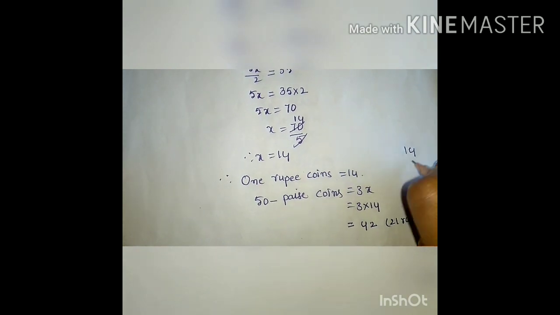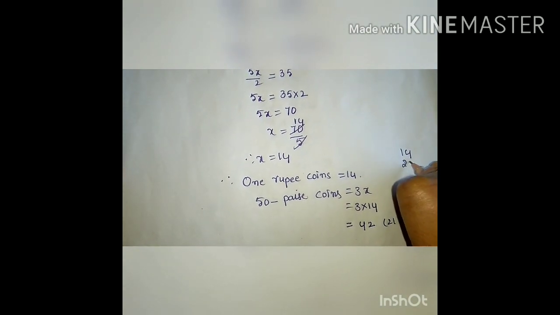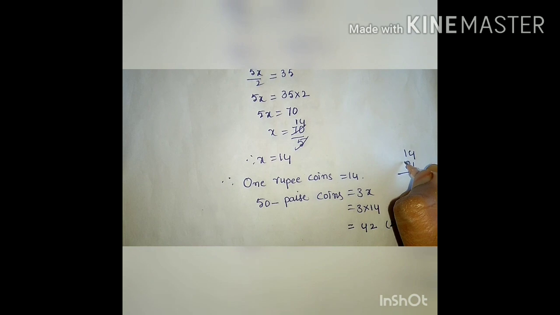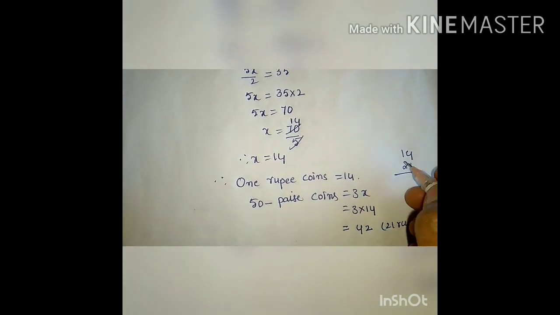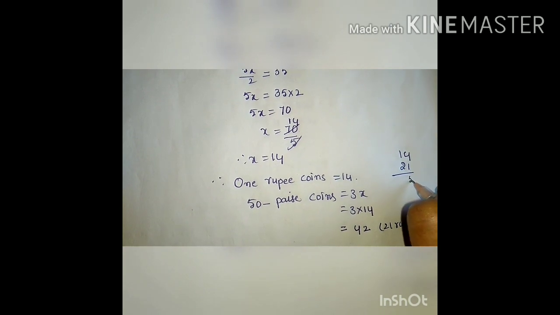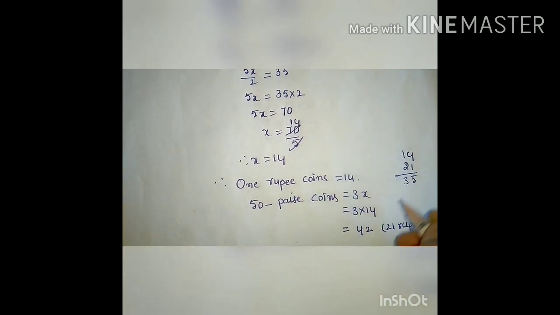Okay, so let's clarify the 1 rupee coins and 50 paisa coins. Total, it is 21 rupees. 42 coins of 50 paisa make 21 rupees. So 4 plus 1 is 5, 1 plus 2 is 3. So the total will be 35 rupees.